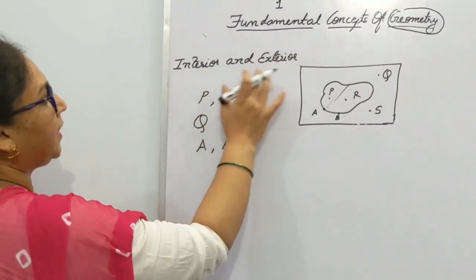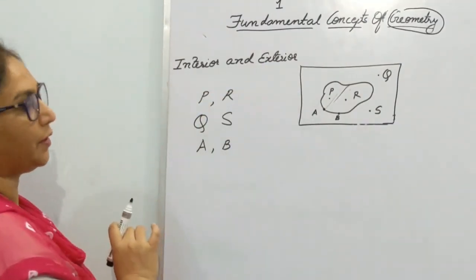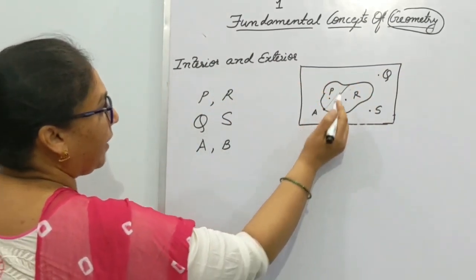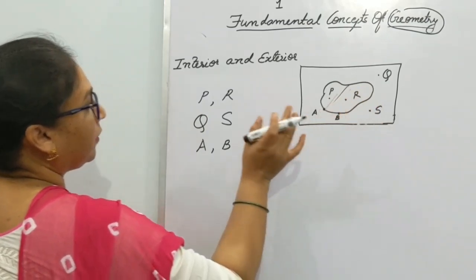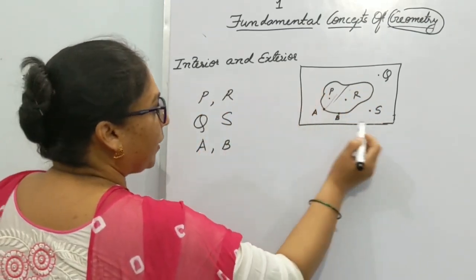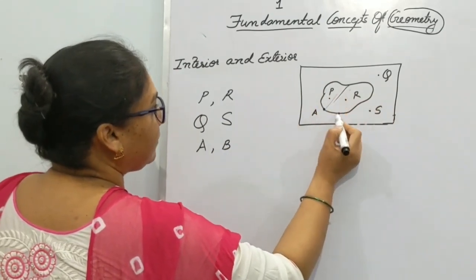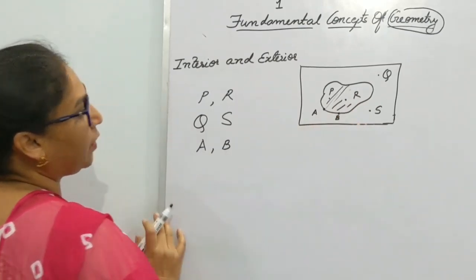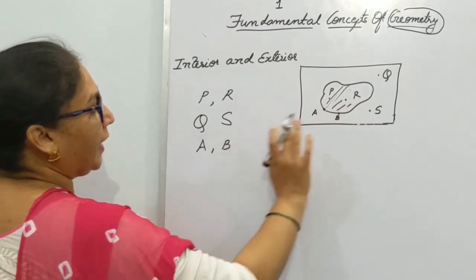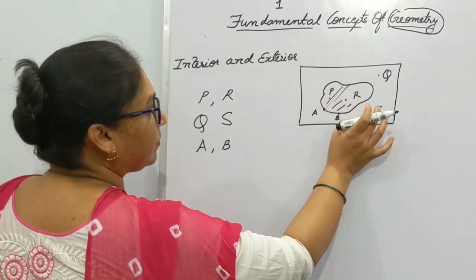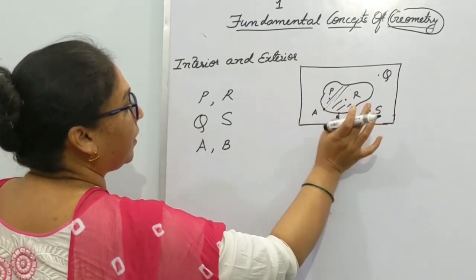Try to define interior and exterior of the closed figure. You can see adjoining plane here. In a plane I have drawn one closed figure. So let us define the meaning interior. A part of a plane which is enclosed by the closed figure, this region is called interior of a closed figure, and the part which is outside the closed figure, that part is called exterior of the plane figure.